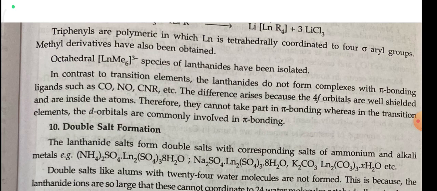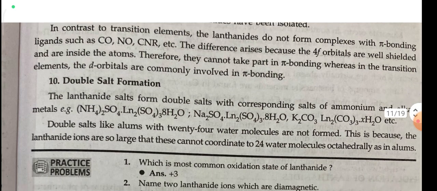In contrast to the transition elements, the lanthanides do not form complexes with pi bonding ligands such as CO, NO, CNR, etc. The differences arise because the 4f orbitals are well shielded and are inside the atoms. Therefore, they cannot take part in pi bonding, whereas in the transition elements, the d orbitals are commonly involved in pi bonding.